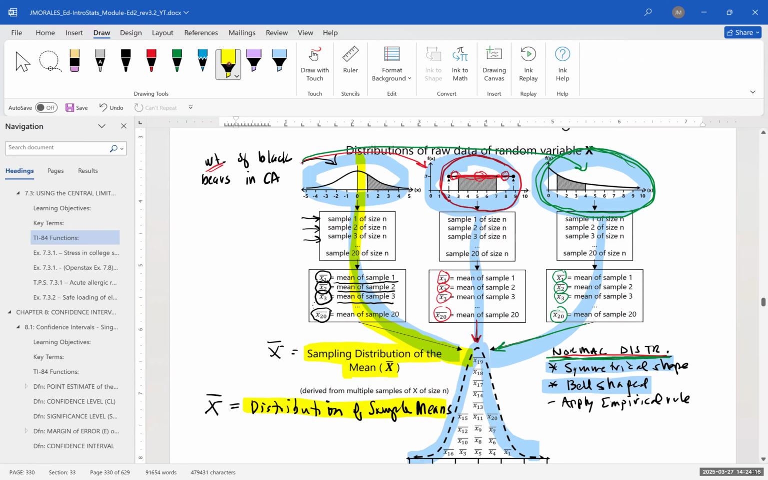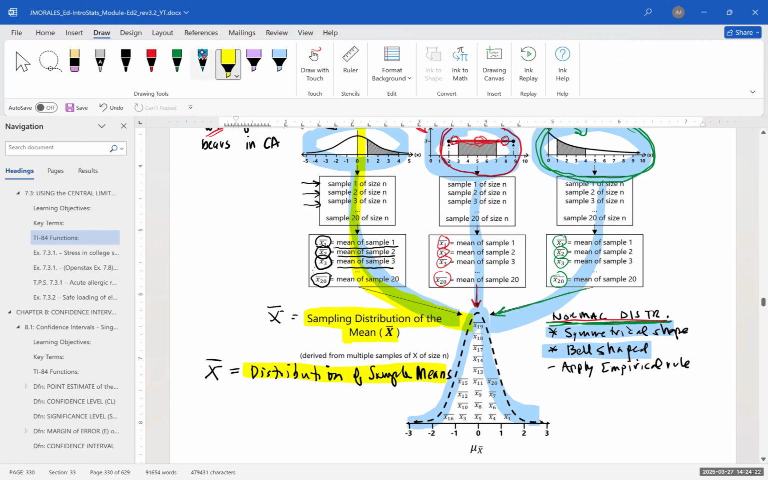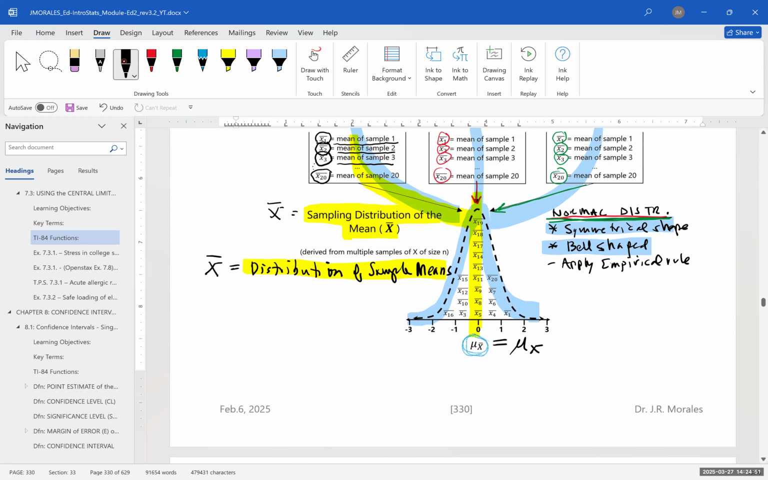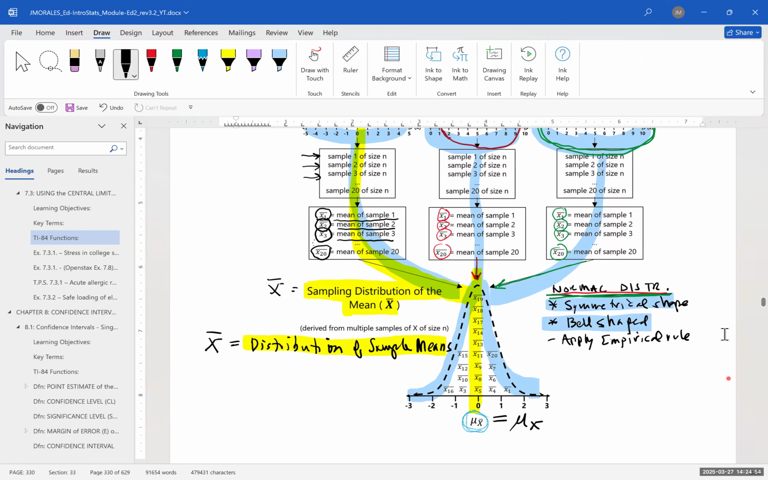And the central limit theorem says that the center of this distribution here, which is the mean of sample means, which is the average of all of these sample means, will be equal to the mean of the random variable for the entire population. Okay, so let's go ahead and stop it here. Let me know if you have any questions, and we'll move on to doing an example next.